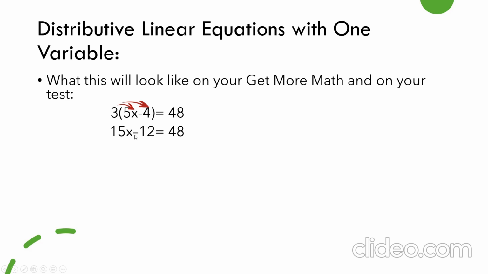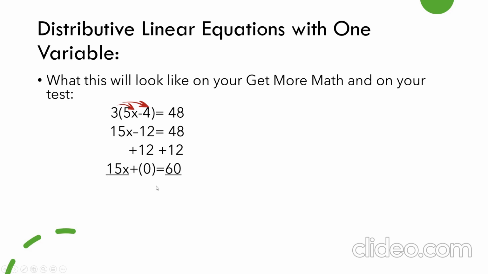Our next step is going to be to get the variable all by itself. Currently, we have 15x minus 12. So the opposite of subtracting 12 is going to be to add 12. And what we do to one side, of course, we do to the other. So on our next line, we'll have 15x plus 0 is going to be equal to 60.